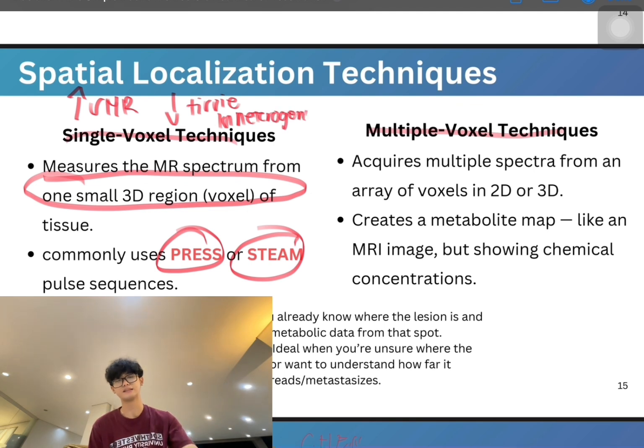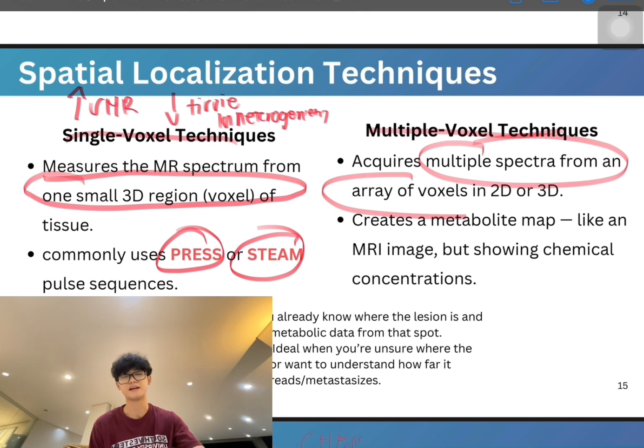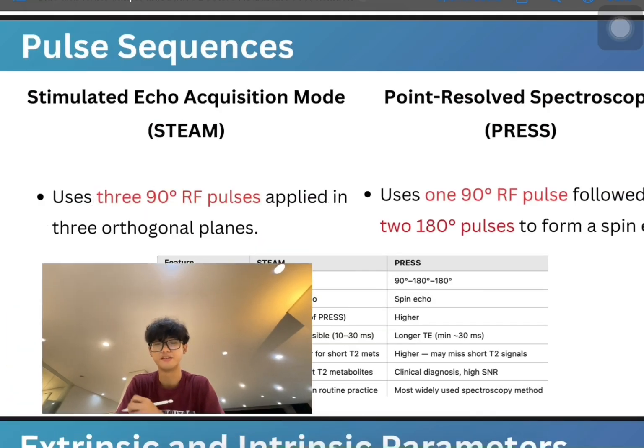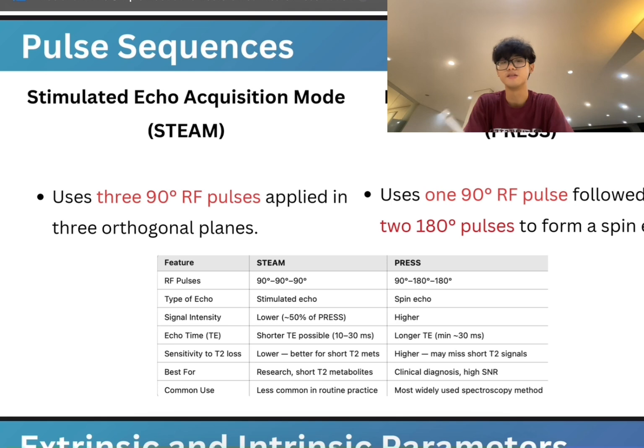However, the multiple voxel technique, otherwise known as CSI, or chemical shift imaging, acquires multiple spectra in 2D to 3D, with which it can create a metabolite map, which is useful for pre-surgical planning or clinical usage. So for the pulse sequences in MR spectroscopy, there are actually two commonly used sequences, which are the STEAM and the PRESS.